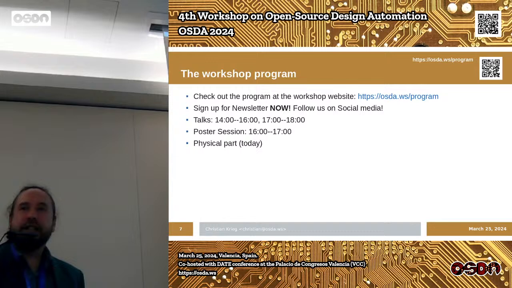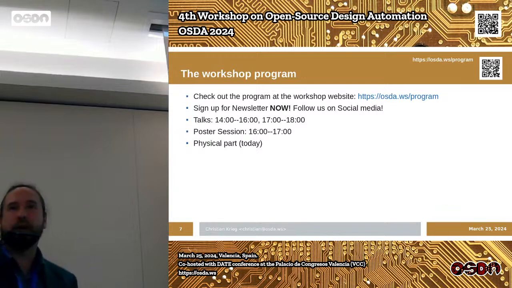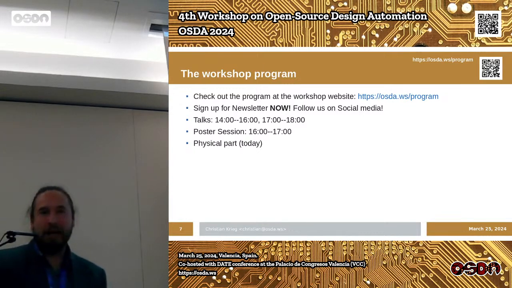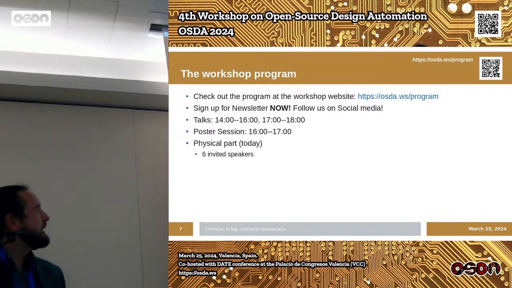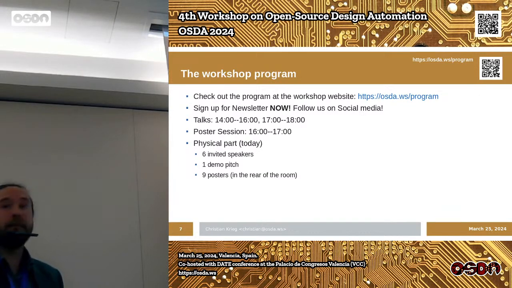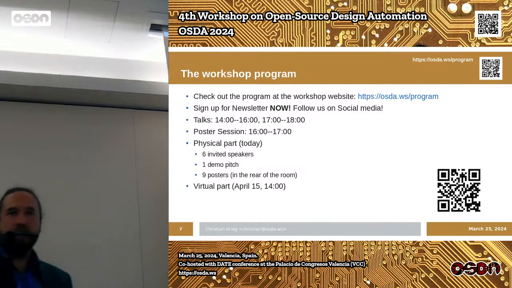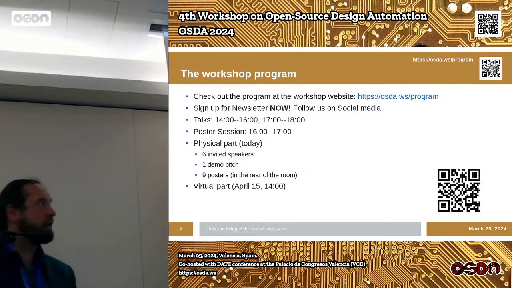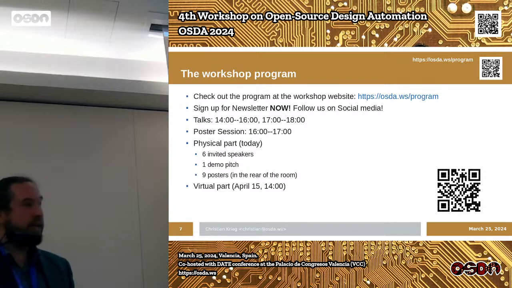This year it's the first time that OSDA is split into 2 parts. The first one is here, the physical part, where we can interact with the rest of Date Conference and with each other. It's always a little bit more compelling to talk face to face, have fun together, with 6 invited speakers, 1 demo presentation, and 9 posters this year. And the virtual part, which enables participants from abroad who are not able to come here and to spend a certain amount of money to present their open source work. We decided to set up a virtual part as well, which will take place in 3 weeks in cyberspace. You can find the link here in this QR code.